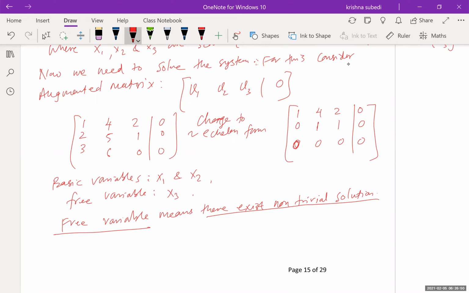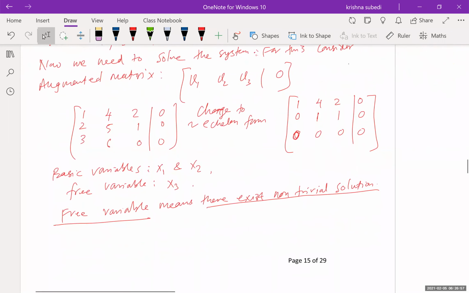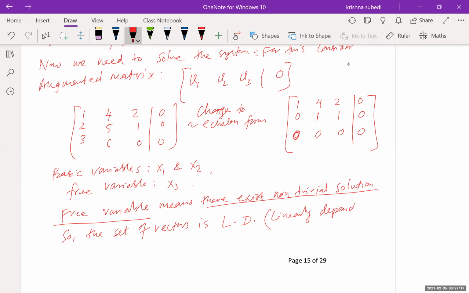So if there is a non-trivial solution, then the vectors are linearly dependent by definition. We have just discussed the definition. So the set of vectors is linearly dependent. Okay, from now onwards, I will simply write LD for linearly dependent vectors. That's it.